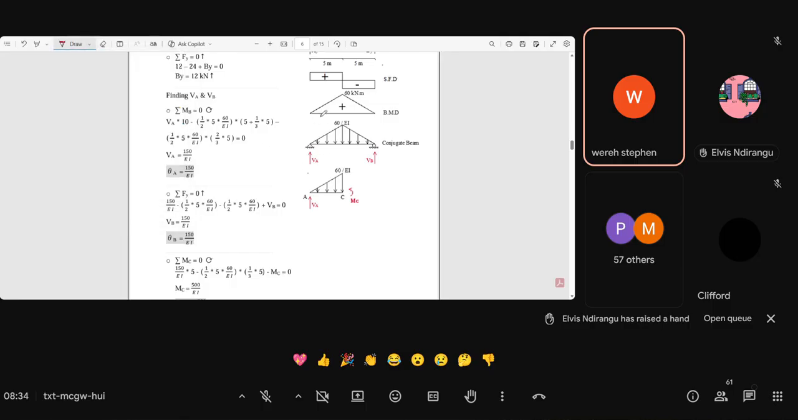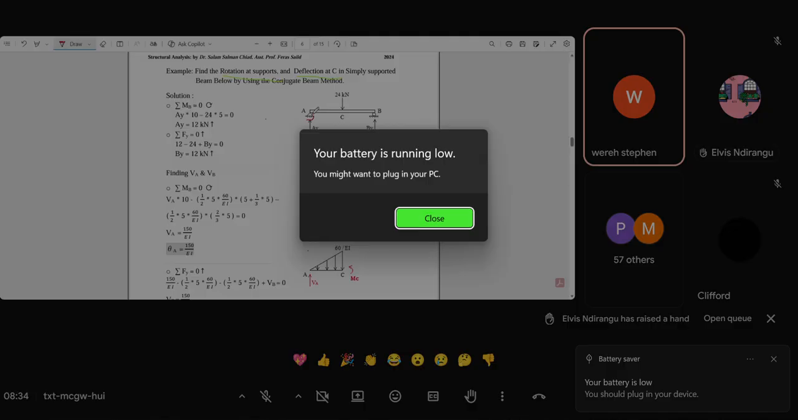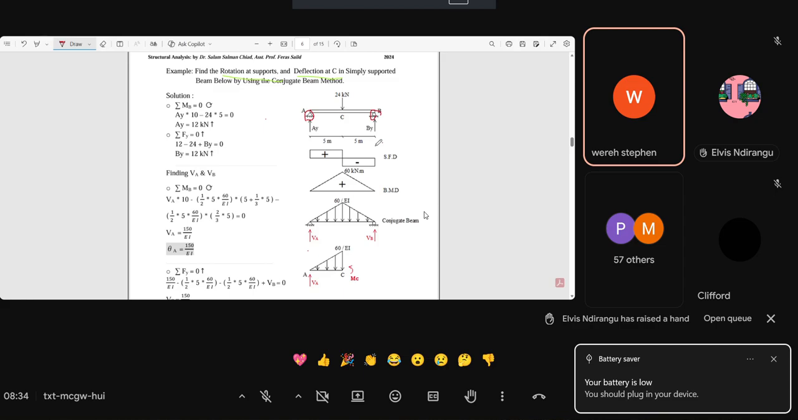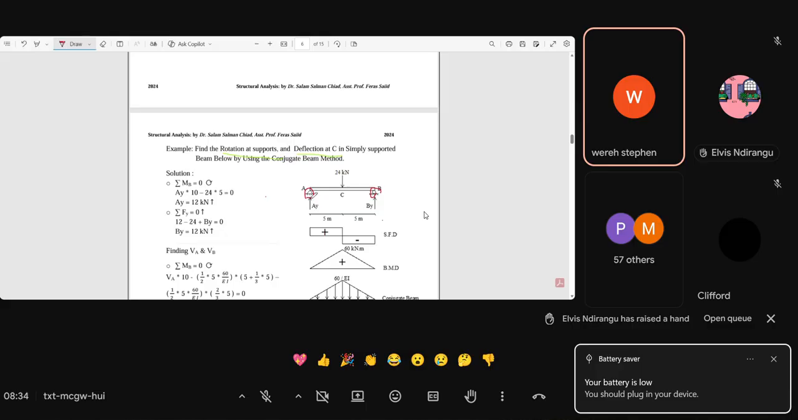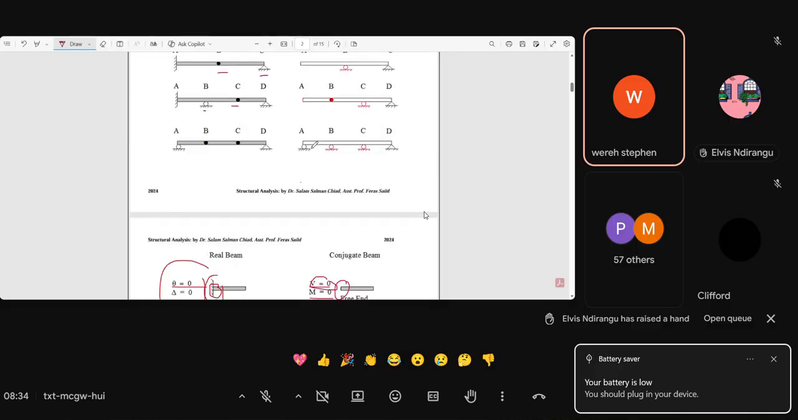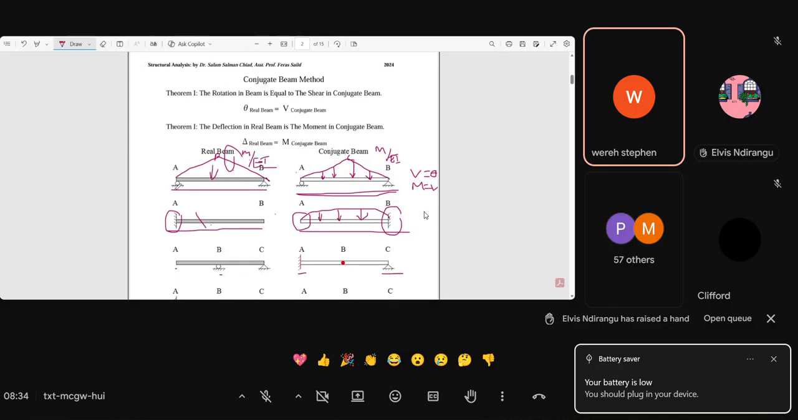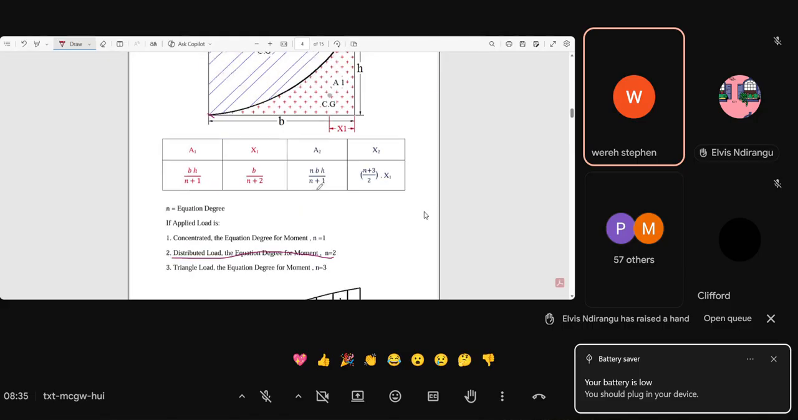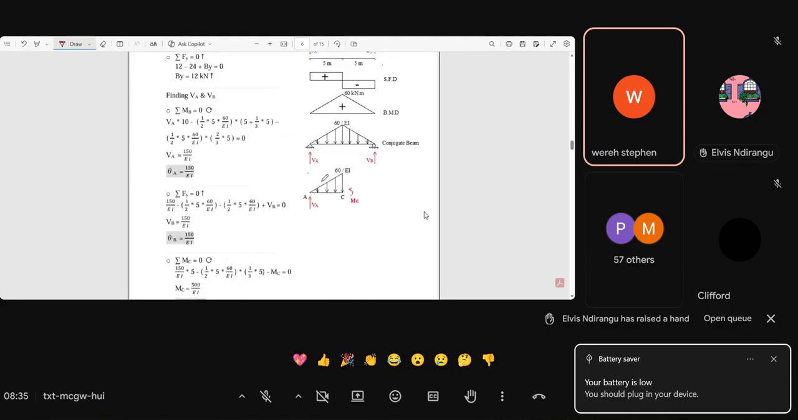So if you look clearly, the original beam had a pin support at point A and a roller at point B. To draw the conjugate beam, this one will not change. Support at A will not change, support at B will not change, because you can look here. The conjugate did not change. Roller still maintains roller, pin still maintains pin. So the same beam, but now the support still remains the same.